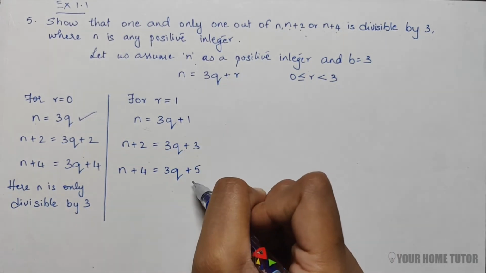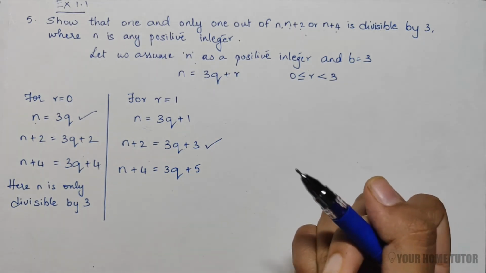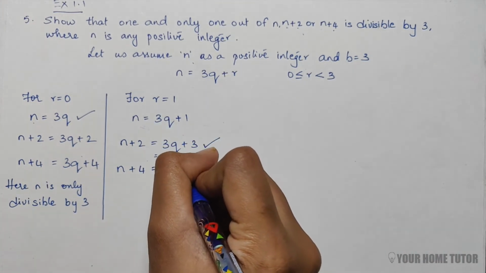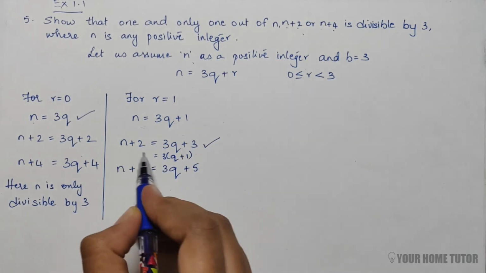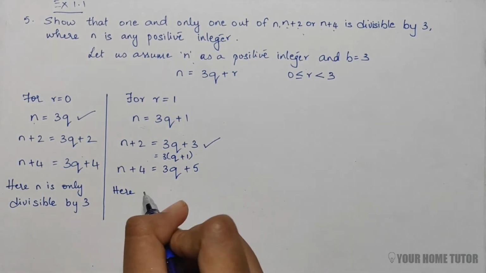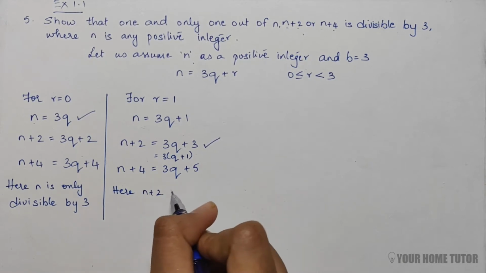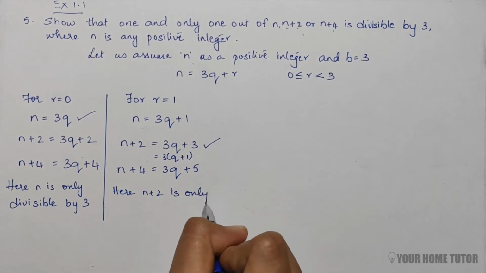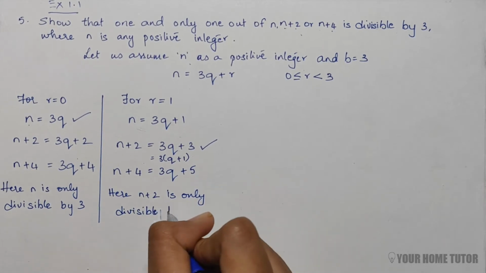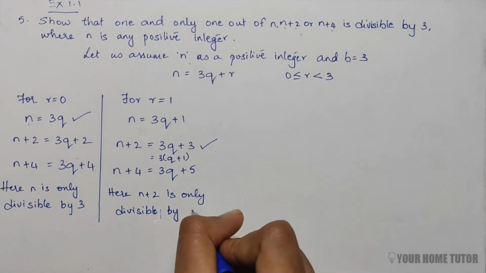Here, out of all the three equations, only n+2, which is equal to 3q plus 3, we can take 3 as common. So we can see that this equation is divisible by 3. Here, n+2 is only divisible by 3.